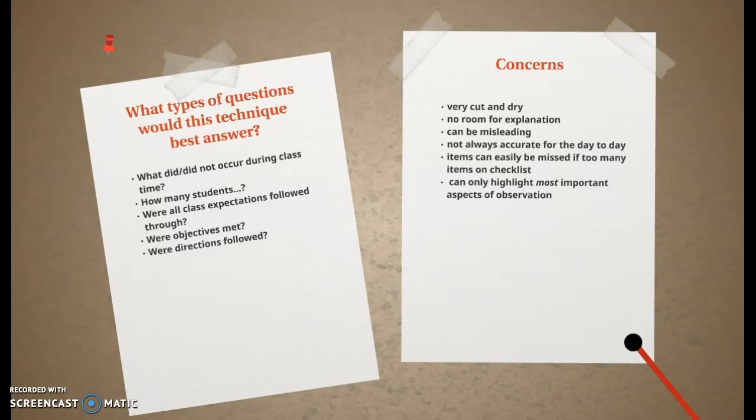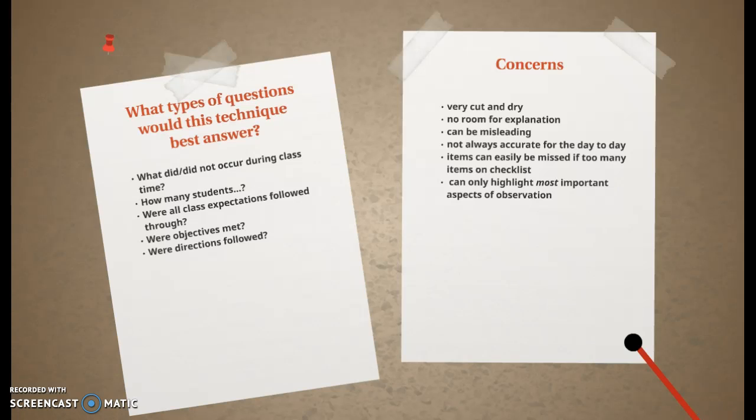Items can easily be missed because you don't want a long checklist. You only need to highlight the most important aspects of the observation, which, again, over-explanation, but if you're only highlighting 5 things, those are the only 5 things you're observing. If there's something else you catch during that observation time, as much as you could make a note of it, it's not part of that observation technique, the checklist. You're sticking to what you decided was most important beforehand.